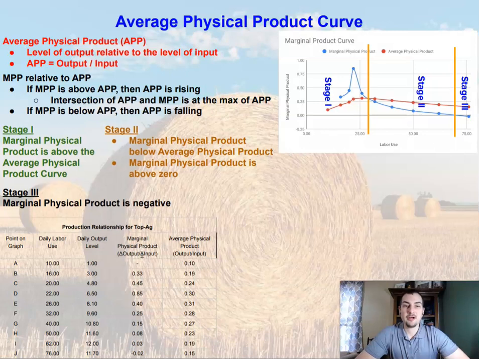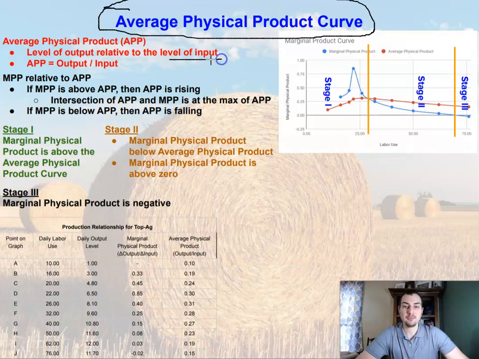All right, time to introduce a new concept. Finally, right? Enough of beating the dead horse about marginal physical product. So we're going to actually introduce the average physical product curve. And what the average physical product curve, or the APP curve, or the APP, is, is the level of output relative to the level of input. Basically, we're going to find the average of output per input.